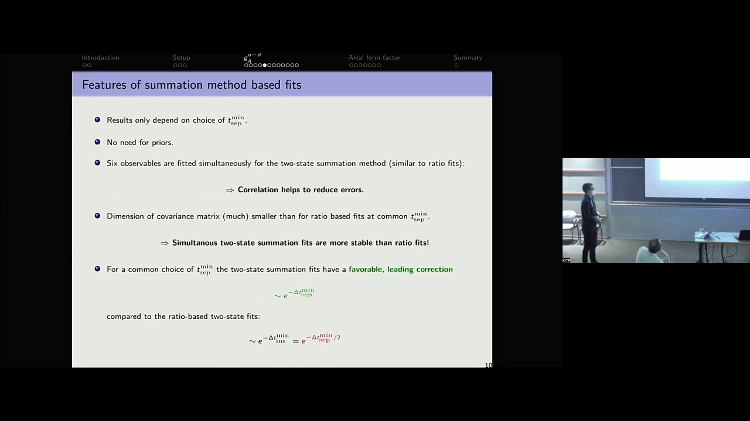That's just an overview of some of the features of the summation method based fits. So one advantage is that if you do these fits, the result essentially only depends on the choice of the minimal source-sink separation that enters this. So there's not much freedom for human influence on that. You get away without using any priors in these fits. And as I said, you can fit these observables simultaneously. And then you find that the correlation helps to further reduce errors. And also it makes these fits generally more stable than fits directly to the ratio data, where you have to fit all the data points that you have in insertion time, which has a much larger covariance matrix. And finally, and that's, I guess, the most important feature of the summation method versus a simple two-state fit, is that it has this favorable leading correction that comes with the minimal source-sink separation instead of the minimal insertion time.